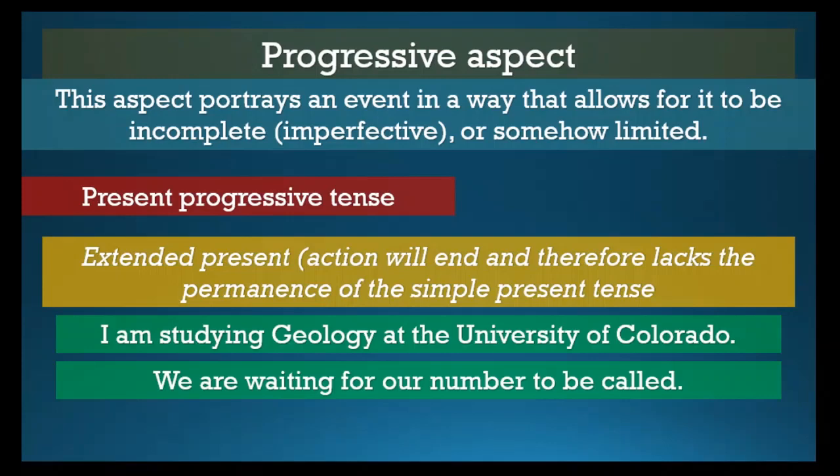Permanence is, as we have talked about, related to the simple present. If an action at present will soon end, it would be better to use the present progressive, like in the following examples. "I'm studying geology at the University of Colorado." Unless the speaker gets consistent failing grades, his or her stay in that university is not permanent, will never be permanent, and will end soon. "Waiting" in the second example is likewise something that will end at a particular point of time.